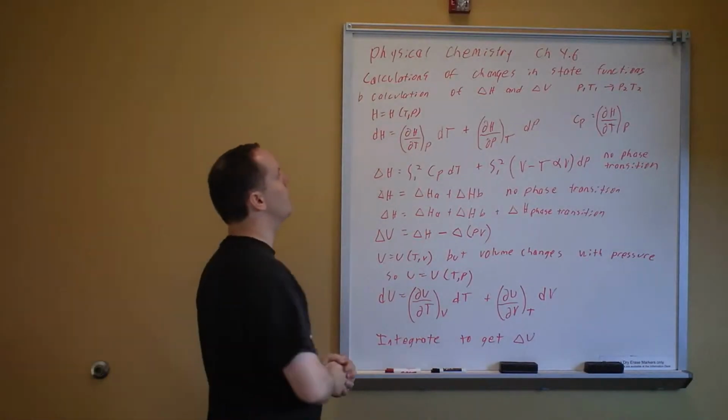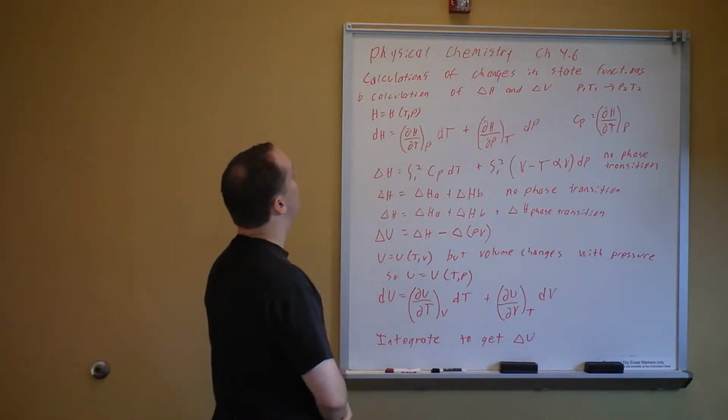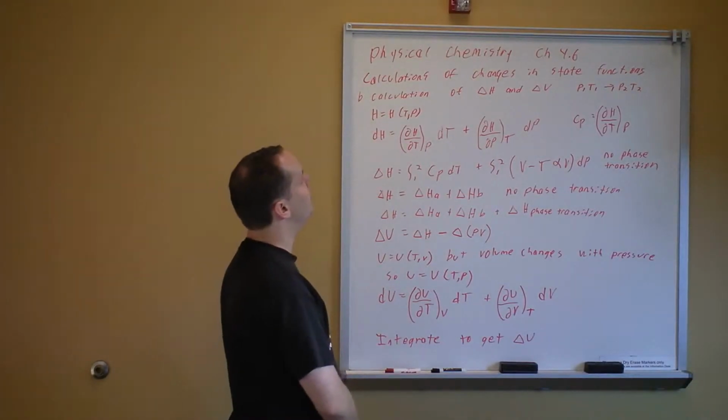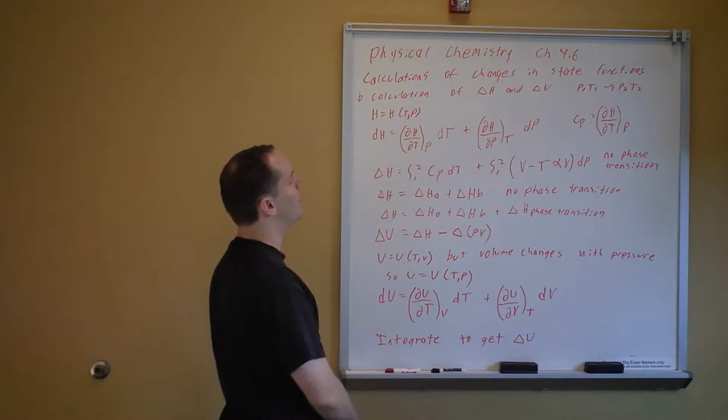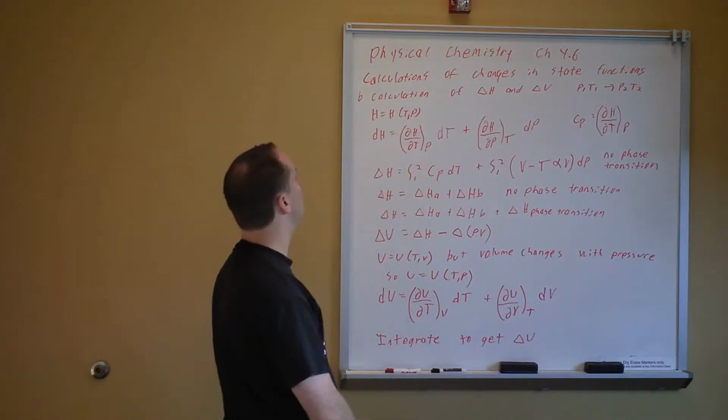Coming up next, physical chemistry, chapter 4, section 6. We're calculating changes of state functions. Now we're going to calculate delta H and delta U if we're going from state of pressure 1, temperature 1 to state pressure 2, temperature 2.